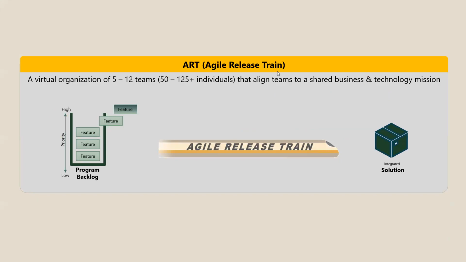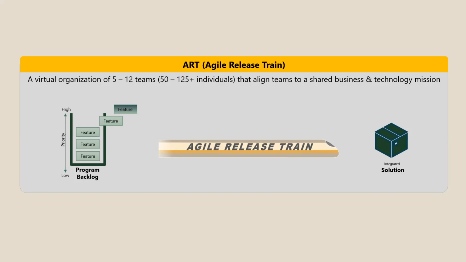What is an agile release train? An agile release train is nothing but 5 to 12 teams consisting of approximately 50 to 125 individuals that are aligned to shared business and technology missions. How are they aligned to shared business and technology missions? Because they are working out of a backlog that is called a program backlog.